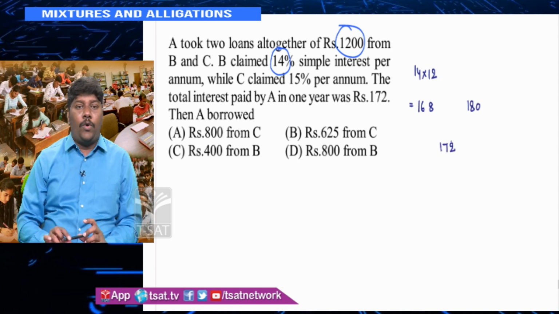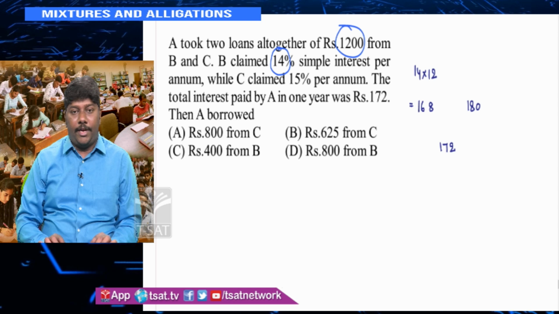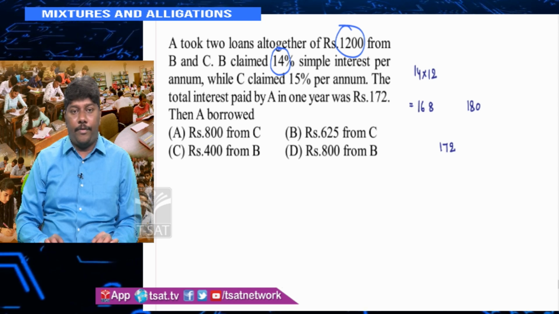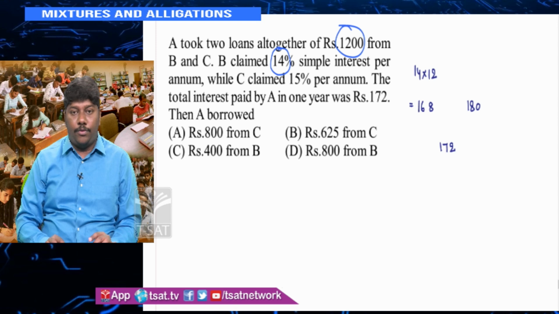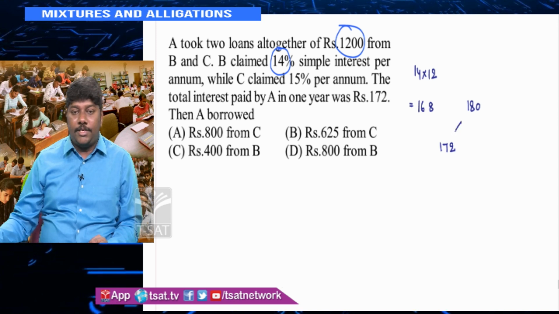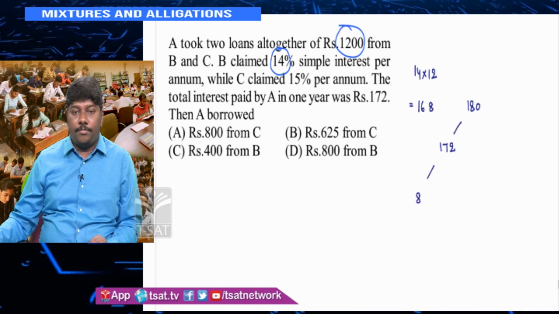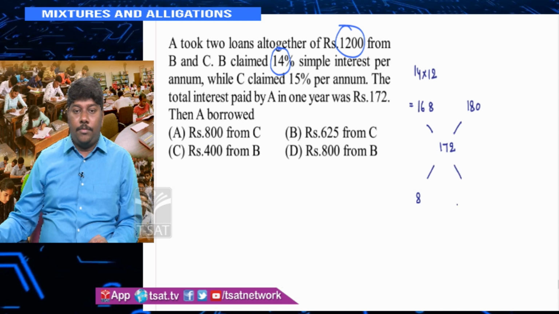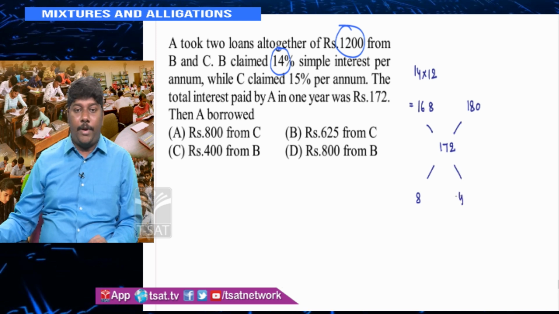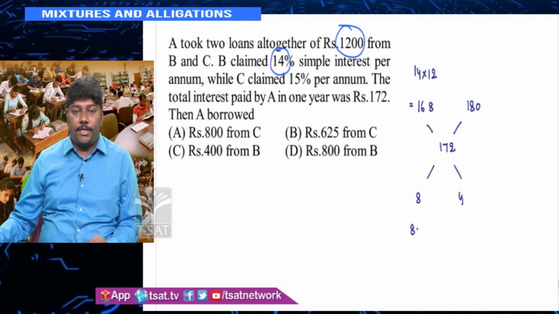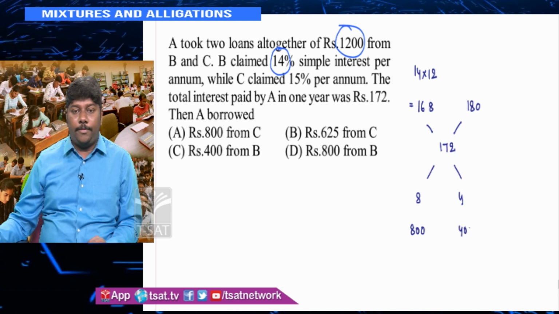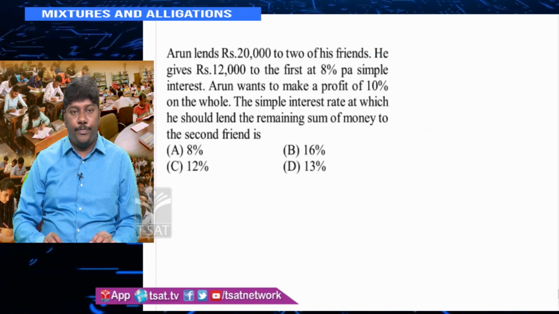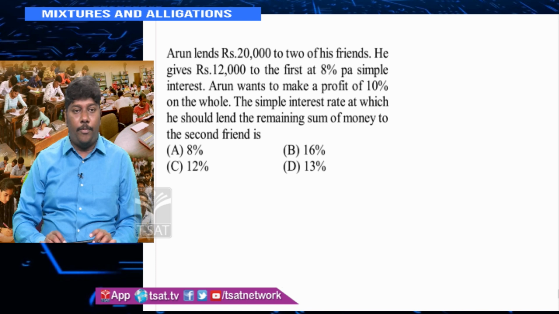So find out the whole amount. If I give it for 14%, I am going to get 168. If I give the whole amount for 15%, I am going to get 180. But I am getting 172. Therefore, you are actually mixing them in the ratio 8:4. Put together 12 parts. 12 parts is 1200, so each part is 100. 800 you are giving to B, 400 you are giving to C. This is also actually related to simple interest and compound interest.